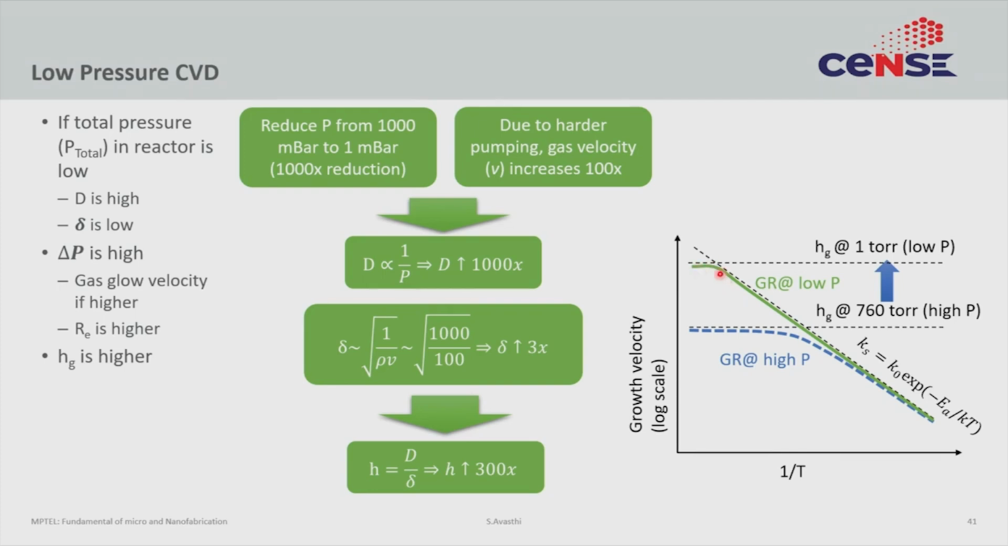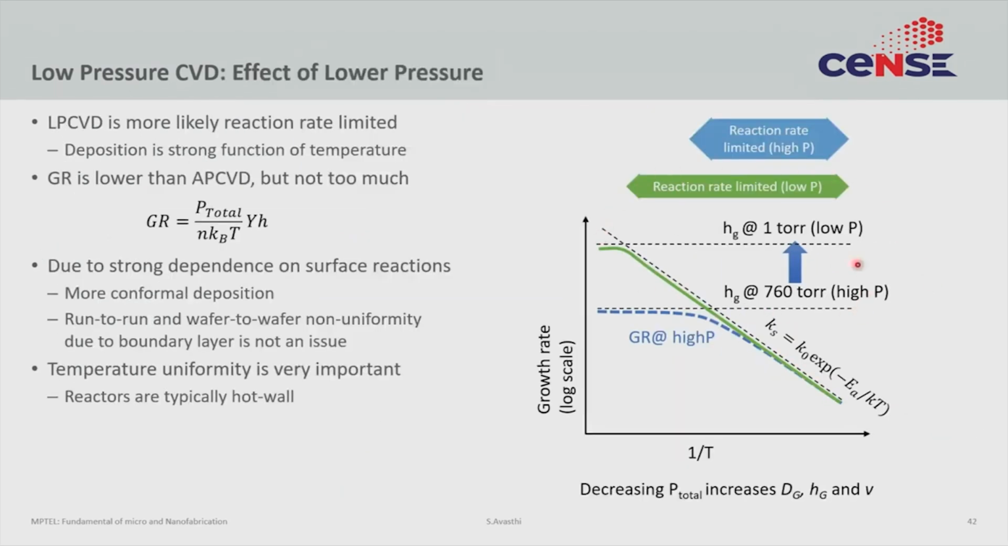So, now you have a region where for a much larger range of temperatures, you are surface reaction rate limited. Previously you were surface reaction rate limited only from here to here, but now you are surface reaction rate limited from here to here. So, that is what is being shown here, that compared to the blue case, you now have a higher probability of being in a reaction rate limited regime than previously.